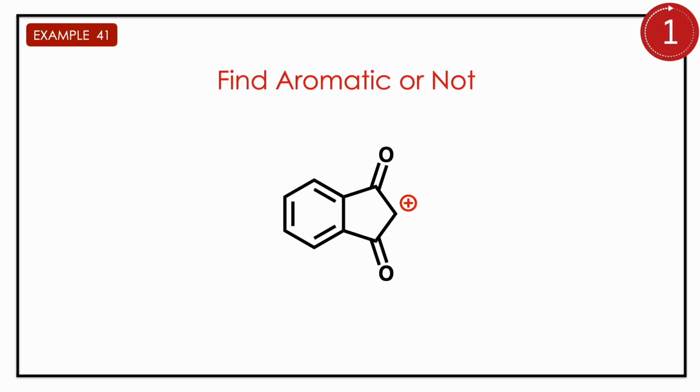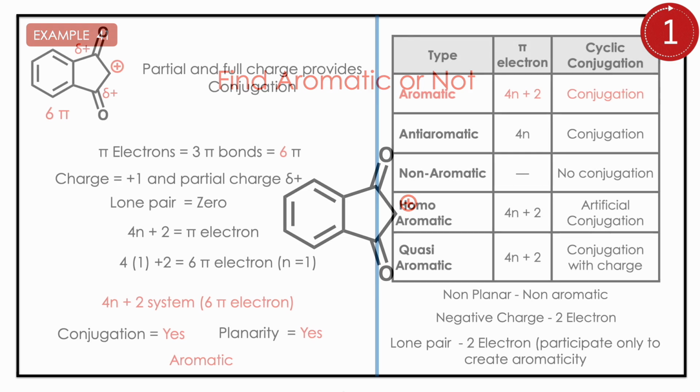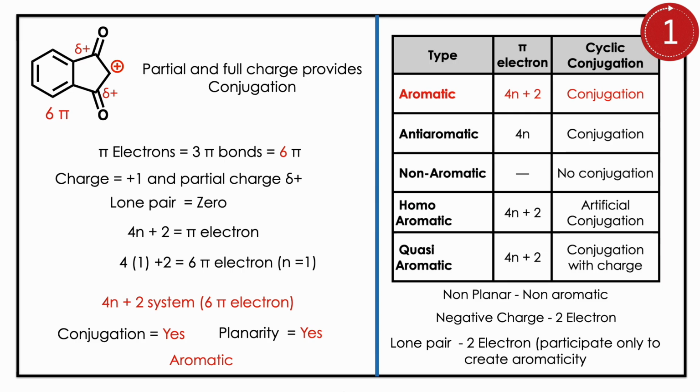Then the next example, you have benzene connected with diketone which is in the 5-member ring and it's also a cation. We should find whether the given compound is aromatic or not. Here two types of charges are there, partial and full charges. Both can help for delocalization, but positive charge doesn't contribute any electrons. So only pi bond is our interest.